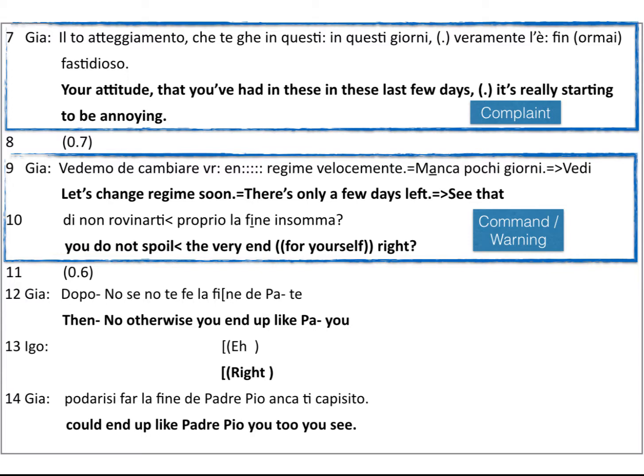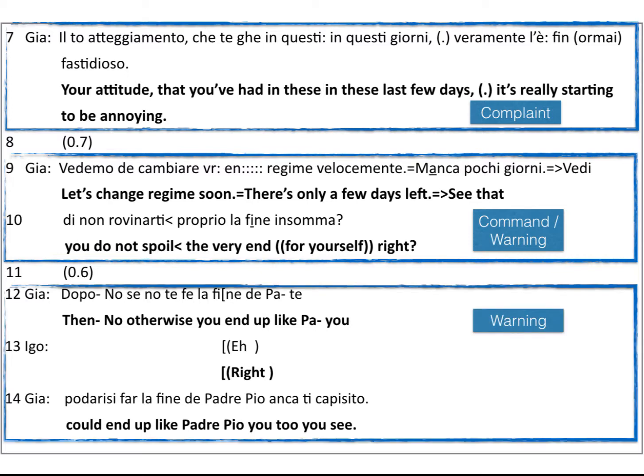Otherwise you could end up like Padre Pio. So this is the joke I had mentioned earlier. The staff member is basically making a reference to this client's joke that the saint was sentenced to detention. What this actually means is a reference to the fact that if the client does not behave, he might be expelled from the TC, and therefore he will have to go to prison, effectively.